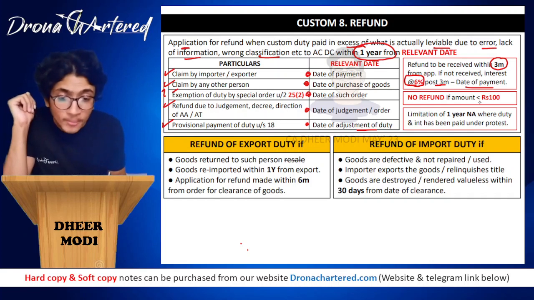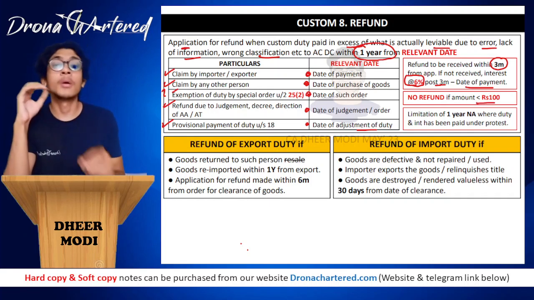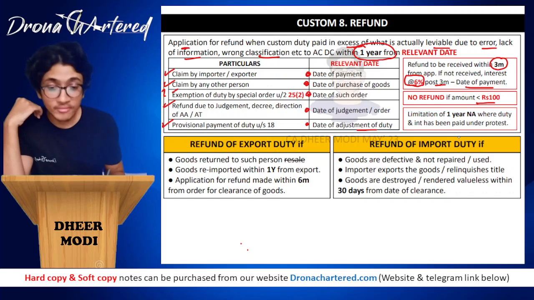No refund if amount is less than rupees 100. So if the amount is less than rupees 100, no refund will be given.